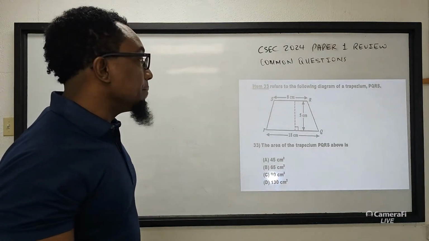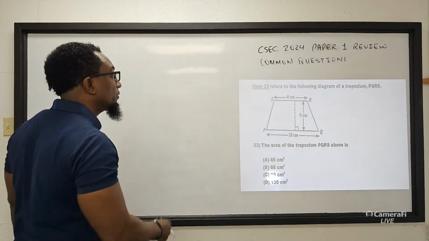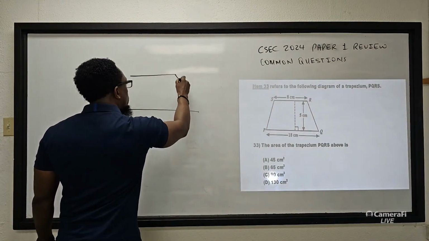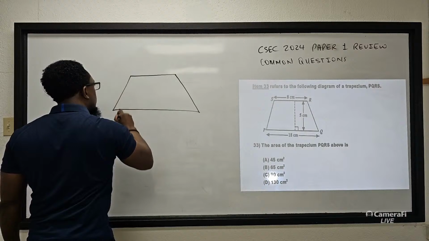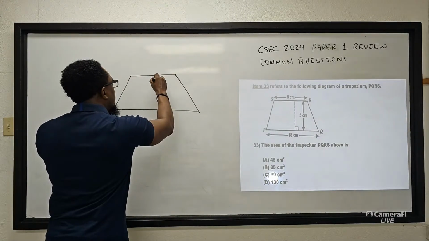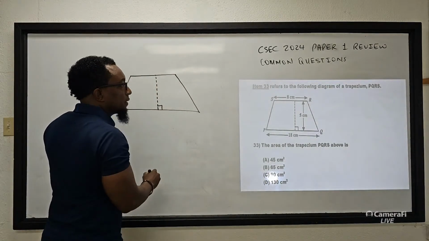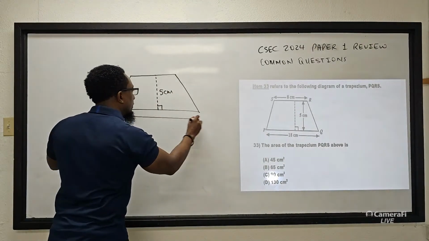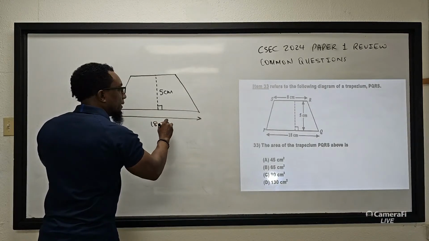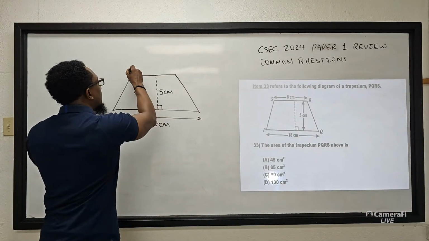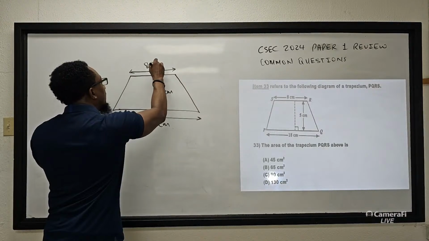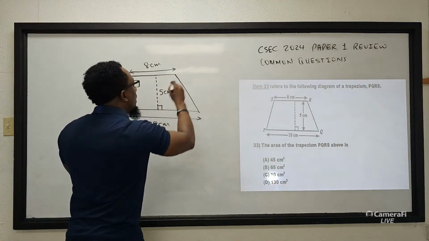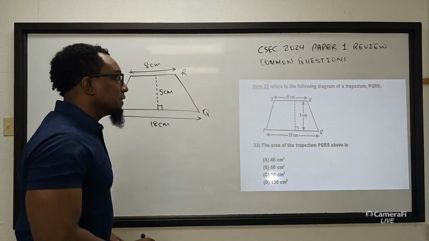So we have a trapezium here. What's the area of that trapezium? We're going to have here 2 parallel sides. We have the perpendicular height. This is 5 centimeters. This is 18 centimeters. This is 8 centimeters. We have P, S, R, Q. So what is the area of that trapezium?